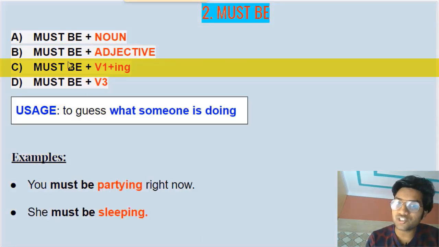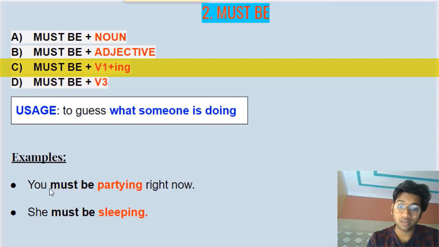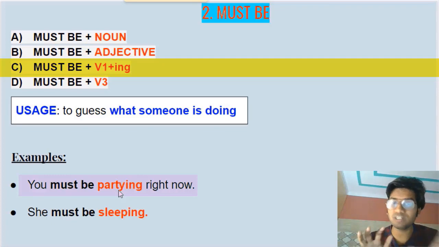Third is must be plus a present participle. Must be plus an activity. All right, now we use it to guess what somebody is doing, mostly in the present or in the near future. Look at the examples. You must be partying right now. You must be doing an activity right now.